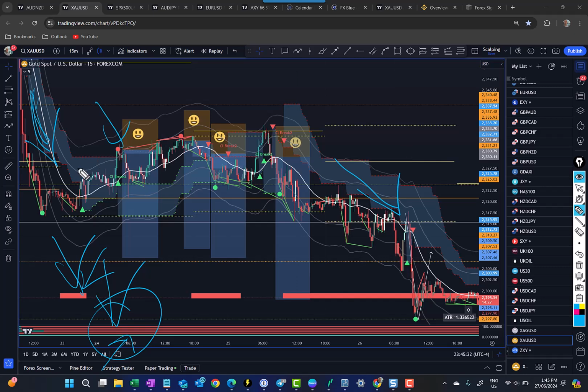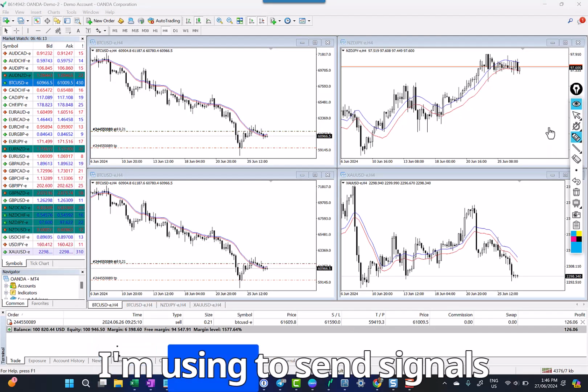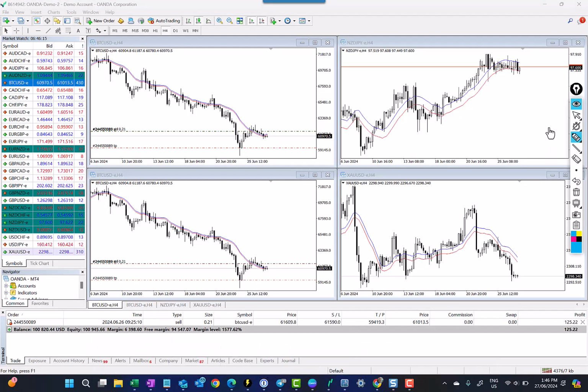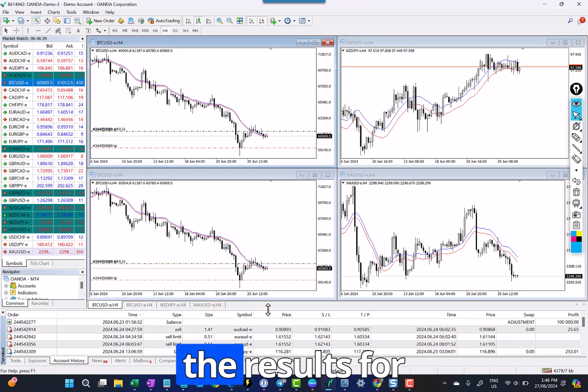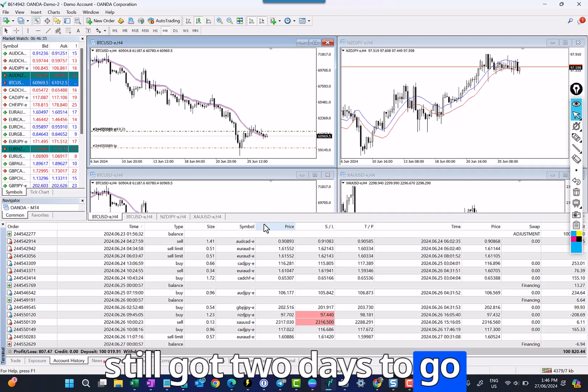We want them to turn green, and then when they turn green we look for the red dot, and then of course we look for the red down triangle. Let me quickly show you something. This is the account I'm using to send signals into VIP. At the moment we've got a Bitcoin trade going. It's Thursday. Here's the results for this week so far, and we've still got 2 days to go.